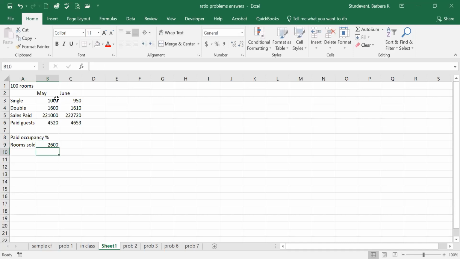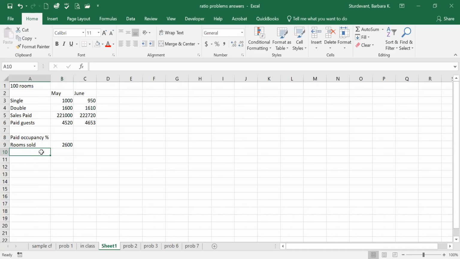Yep. Okay. So if I want to know the paid occupancy percentage, I want to compare my rooms sold to my rooms available for the same period of time. Does that make sense? Okay, this is what I sold in May. And now I have to figure out how many rooms did I have to sell in May. How would you find that?